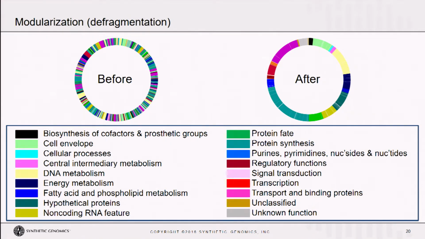Another one of our long-standing goals has been to organize the genome such that all of the biological processes are grouped together. We refer to this as either modularization or defragmentation, to use a computer analogy. So far, we've been able to show that we can modularize approximately 12% of the minimal Syn 3.0 genome.